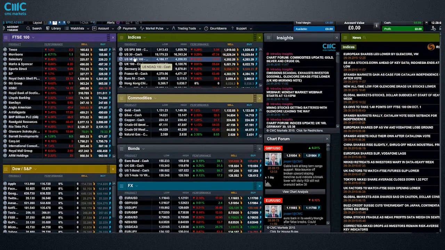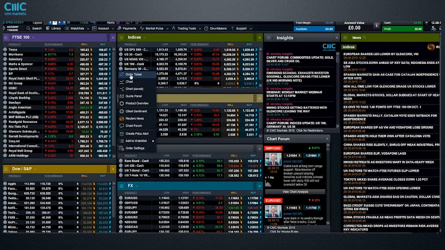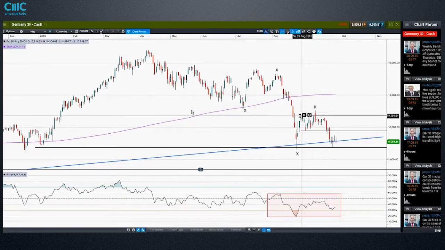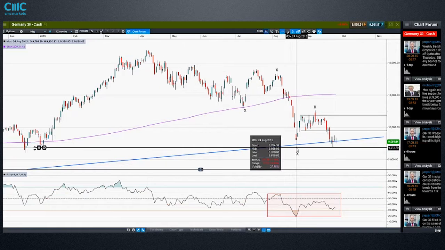Now, skipping across to the Germany 30, as I mentioned, looks very similar. But we actually dropped right down to that low. That August 24th low is the one that we're dealing with in most of the equity markets. All these moves have been pretty correlated, as we've mentioned before, because of the global concerns about what's happening in China, etc.